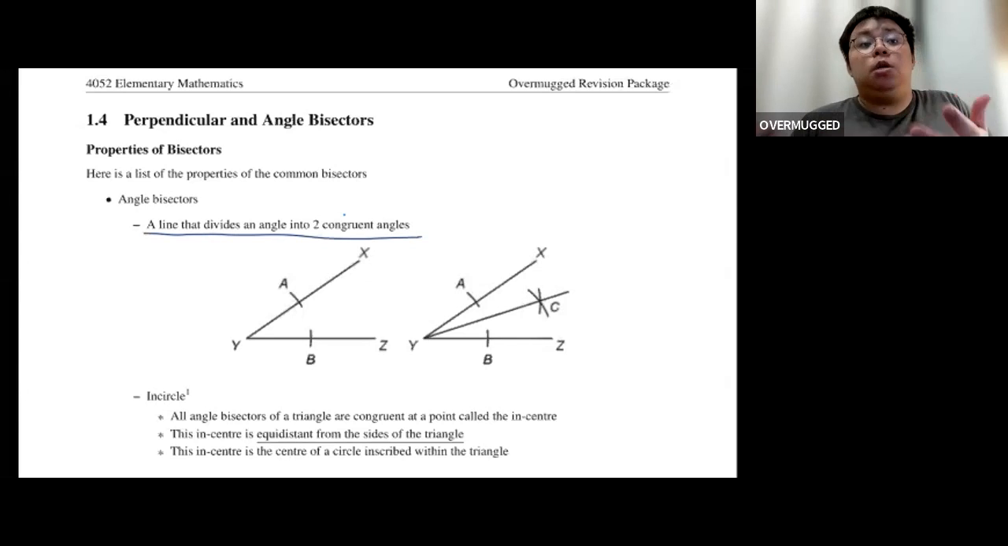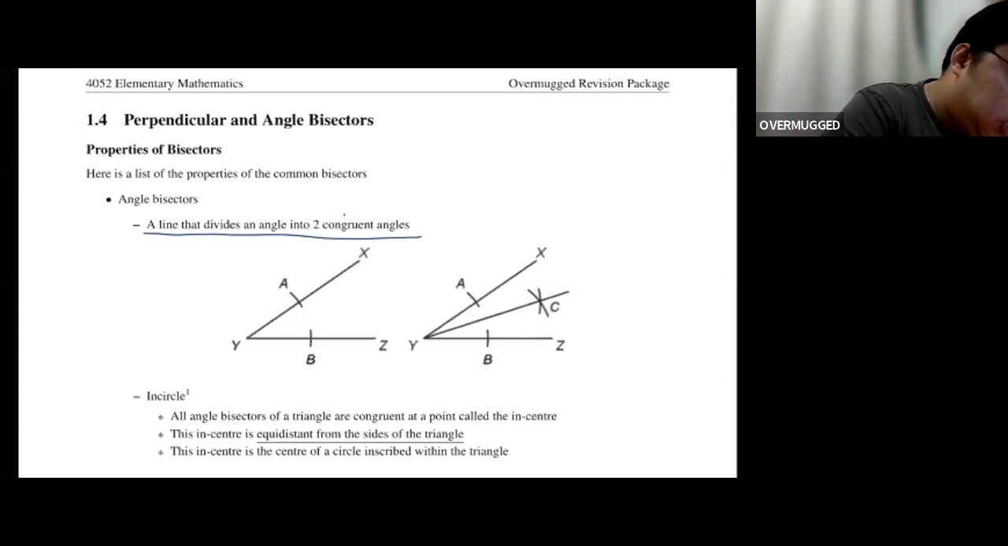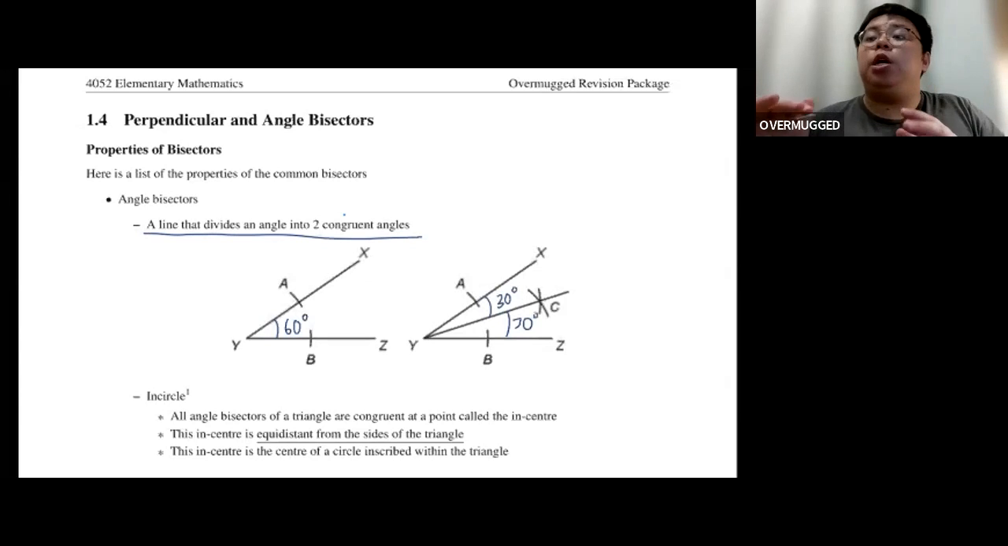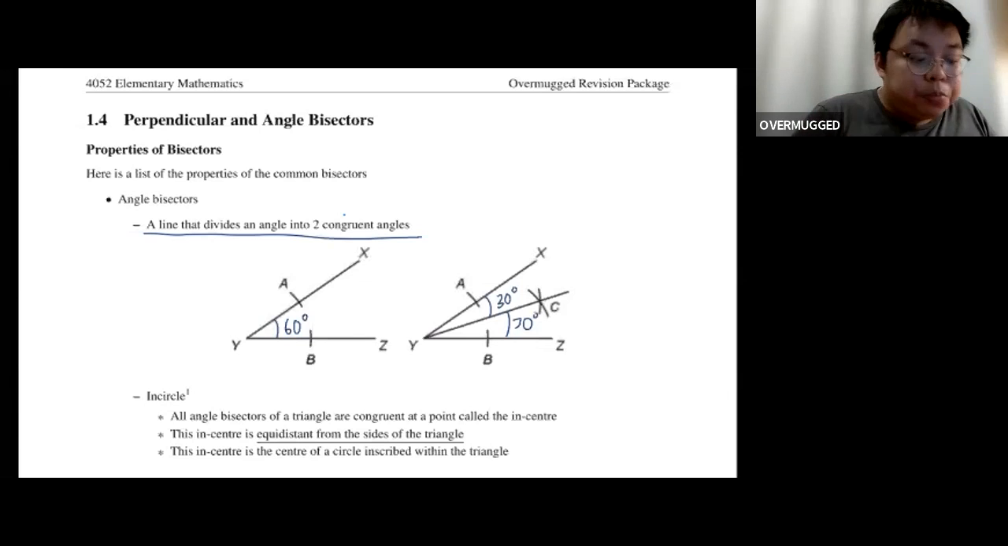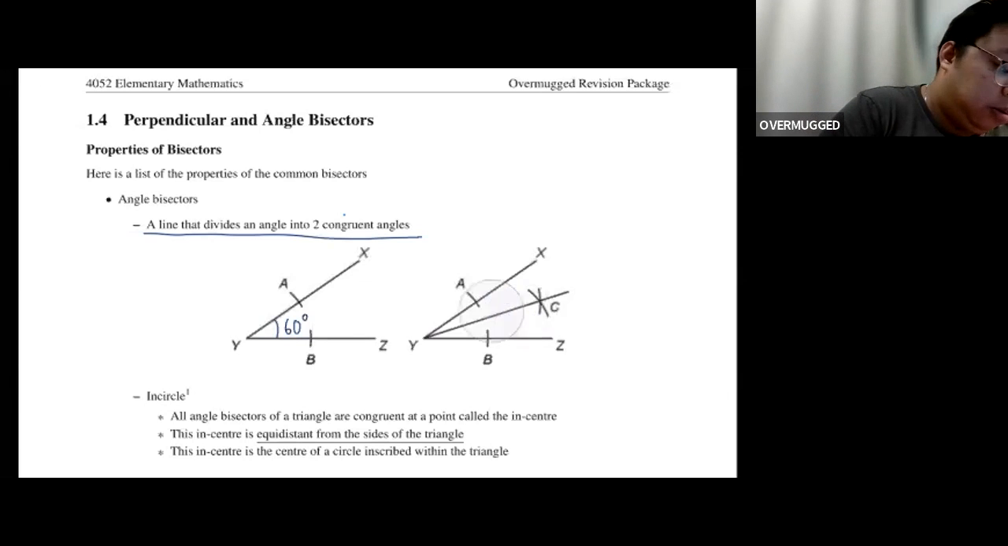What does it mean, congruent angles? Equal angle. So for example, if this is 60 degrees, example, when you chop this angle in half, this should be 30, and this should be 30. So you guys need to know how to draw, okay? Need to draw the angle bisector, and let's go and talk about how to draw.